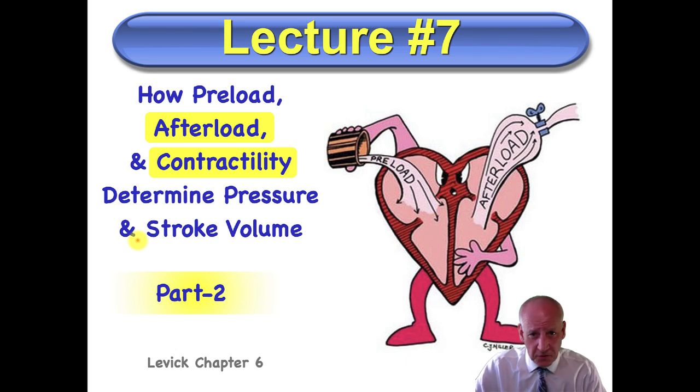Welcome back to part 2 of lecture 7. This lesson is concerned with the factors that affect the pumping performance of the heart. And the factors are preload, afterload, and contractility. In fact, almost any question, quiz, final, Step 1, that pertains to stroke volume or ejection fraction or cardiac output, the answer will almost certainly take into account preload, afterload, and/or contractility.